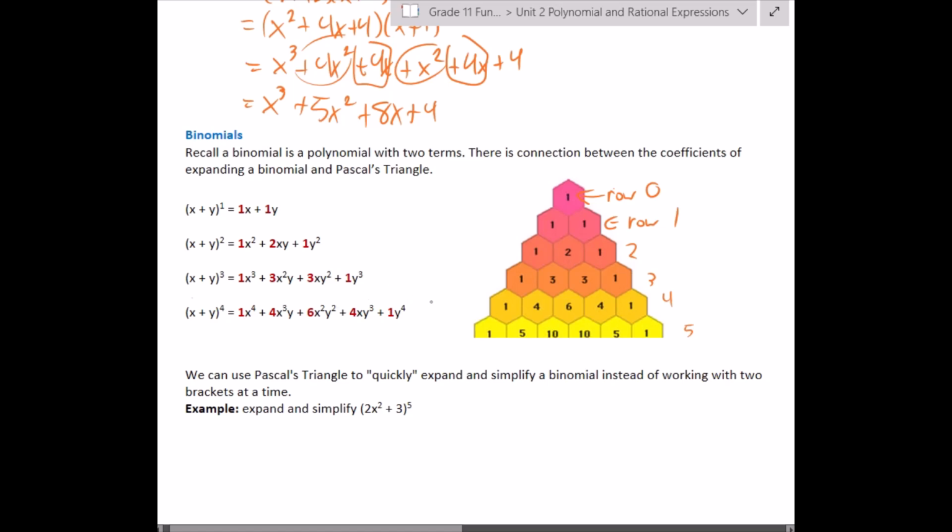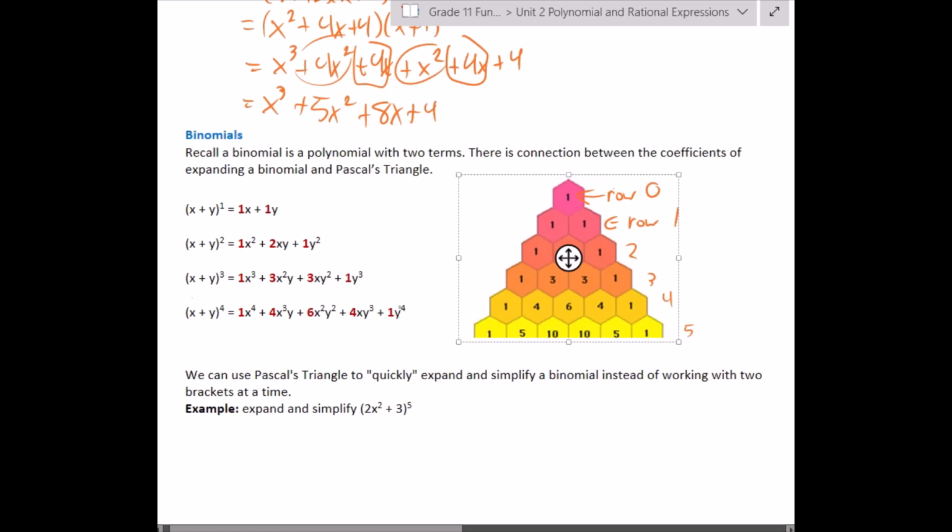But your left term is going to start at the power of your binomial and then decrease by 1 each term afterwards. The right term, the y, instead increases as you move to the right, or you can think of the last term as y to the power of your binomial, in this case 4, and then decreasing as you move towards the left.